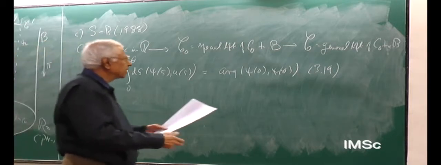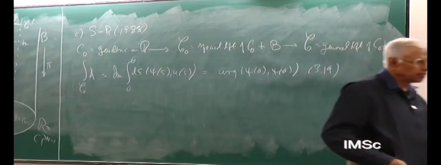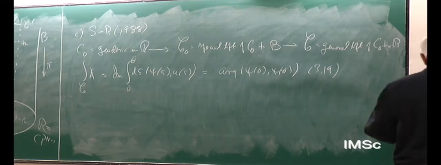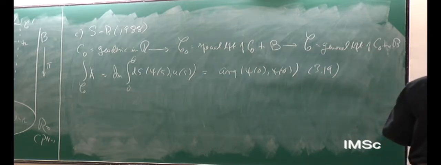So here is what they do. How do you define the geometric phase for arbitrary non-cyclic evolution via the Schrodinger equation? So here is what they do.